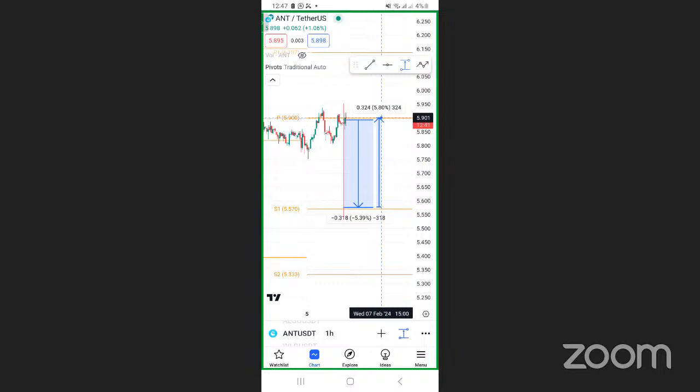So if you can know how to use those areas of value, if you can be patient and wait until the prices reach around there, and if you see any confirmation around there, you just know it's good to go. Okay, and then you can put a trade.